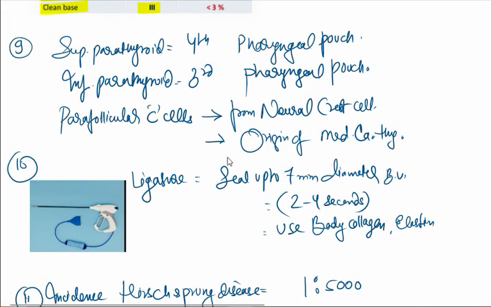Next one, parathyroid glands. The superior parathyroid gland develops from the fourth pharyngeal pouch. The inferior parathyroid gland originates from the third pharyngeal pouch. And the parafollicular C cell originates from neural crest cells, and it is responsible for medullary carcinoma of thyroid.